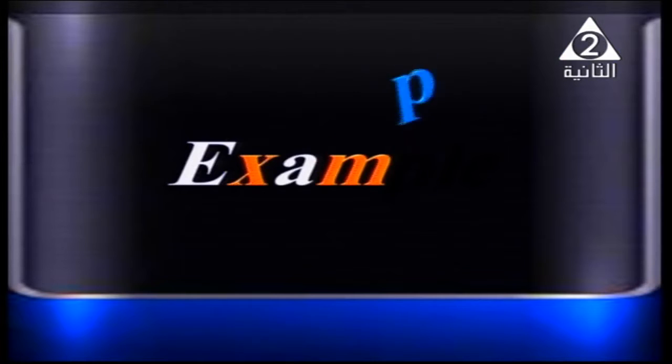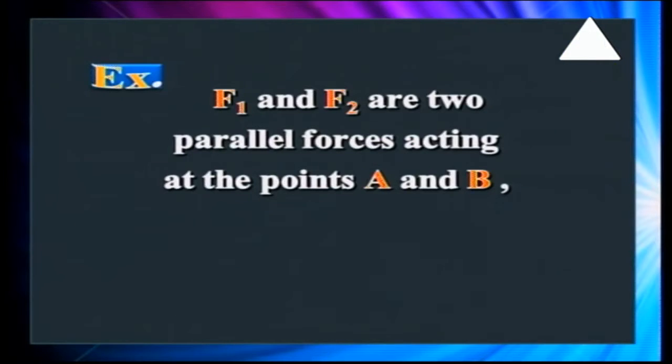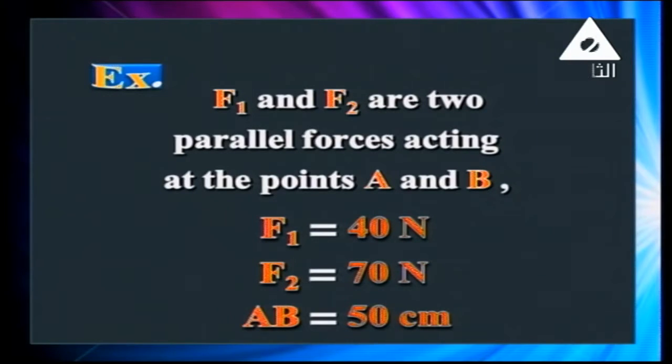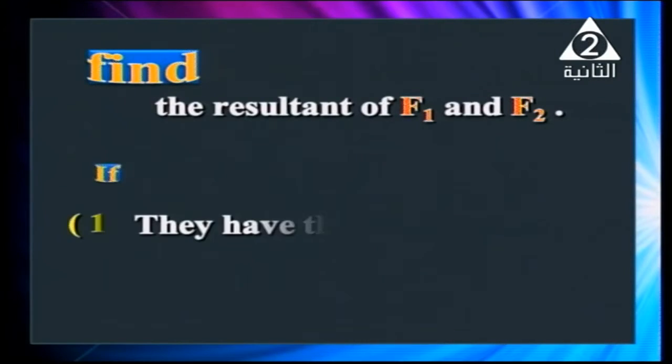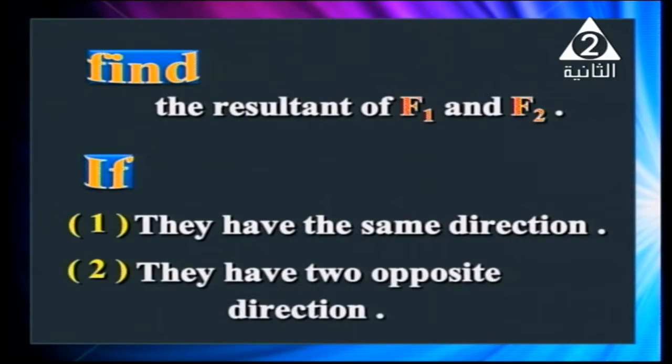My dear student, now we translate to another example. F1 and F2 are two parallel forces acting at points A and B. F1 equals 40 Newton, F2 is 70 Newton. AB equals 50 centimeter. What is required? Find the resultant of F1 and F2 if they have the same direction, number one. Number two, they have opposite directions. Look at the solution.